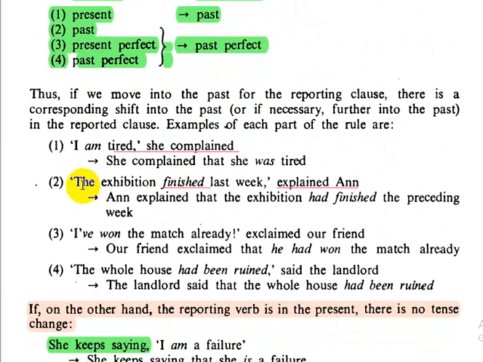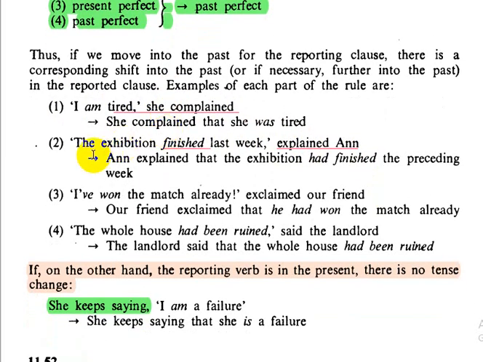Examples. Number one, "I am tired," she complained. If you notice, these are statements. "She complained," this is the reporting verb in the past tense. That's why we have to change the tense between the quotation marks. I into she, third person, am into was, because with she we use was, we cannot use were, subject-verb agreement, tired.